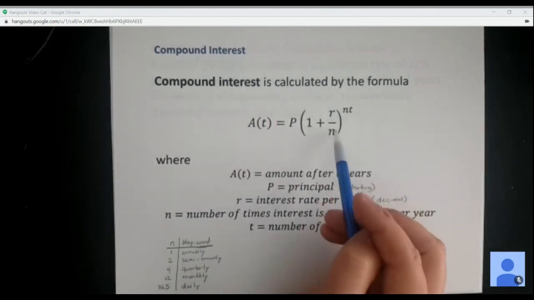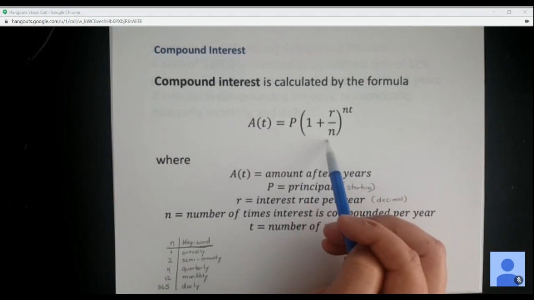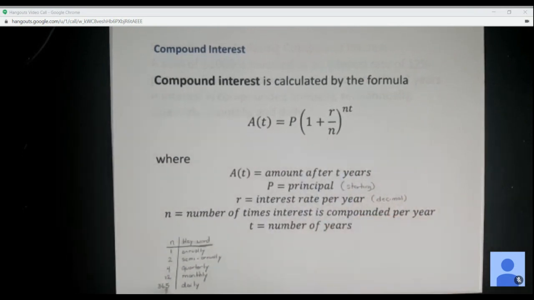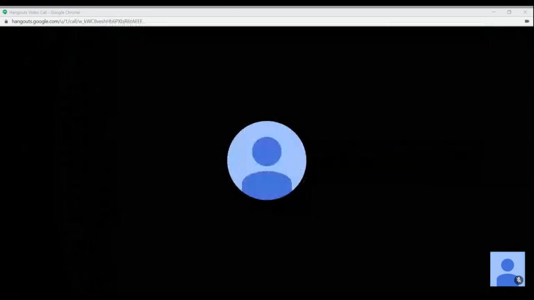Okay, so these are going to be the N values that we're going to substitute into our formula. And notice there's 2 different N's that we're going to be replacing here. Okay, but both of those N's will be replaced with these values depending on what keyword you see in the problem.